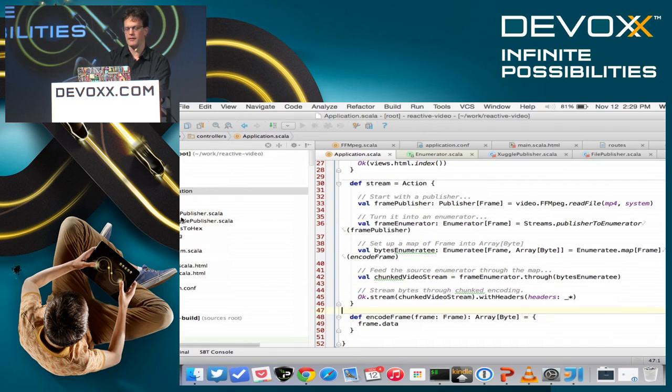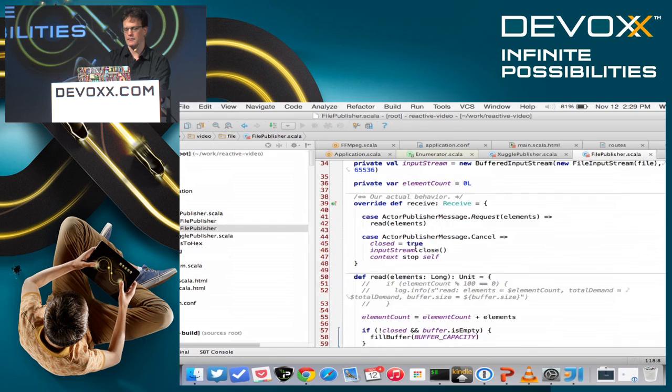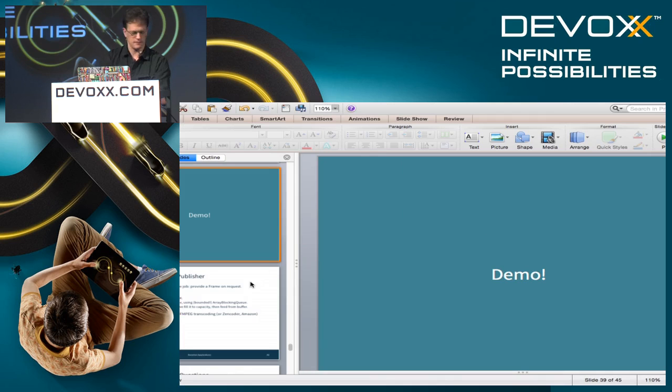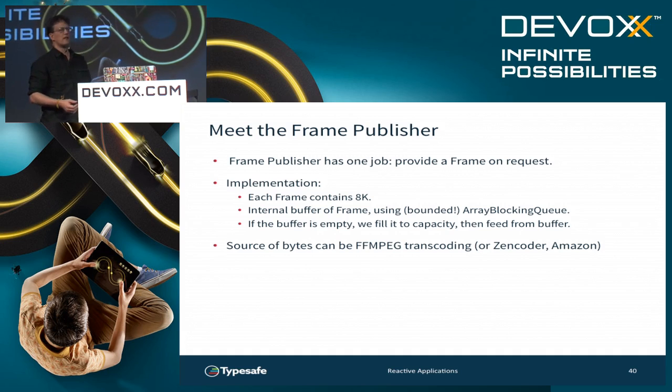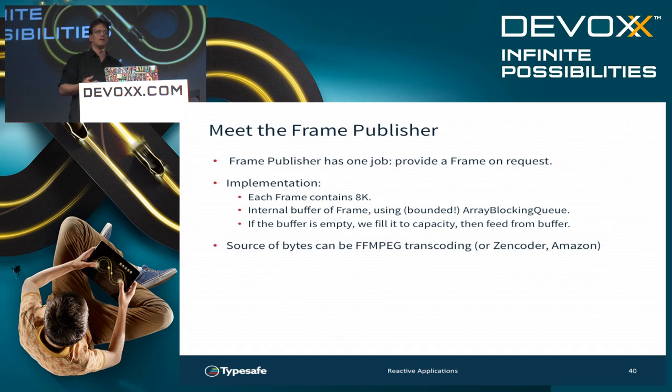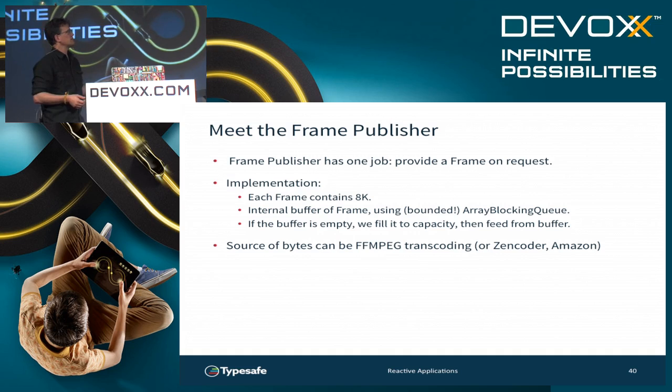And then one of the things that's going to be interesting is, all right, so let's go back to the slides. The frame publisher itself is where we actually start having to deal with the consequences of pulling in that data and asking where it comes from. So each frame here contains 8K of data. There's an internal buffer that the actor has, which says, all right, when we pull in data from somewhere, we're going to pull in 100 frames at a time. And then whenever anybody asks us for frames, we're going to pull them out one at a time. And then the buffer, if it's empty, then we fill it up to 100 again. And then we start playing it, counting down from 100 internally. So the source of the bytes here, I'm reading from a file, but you can actually pull this in from Zencoder or from Amazon or from FFmpeg transcoding.